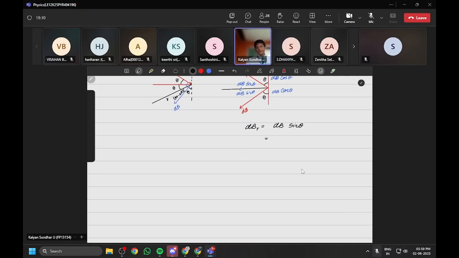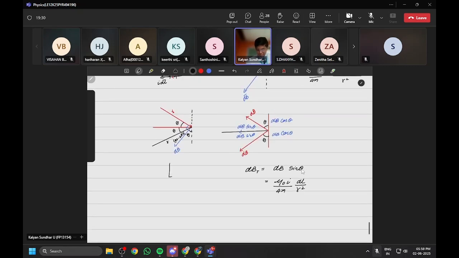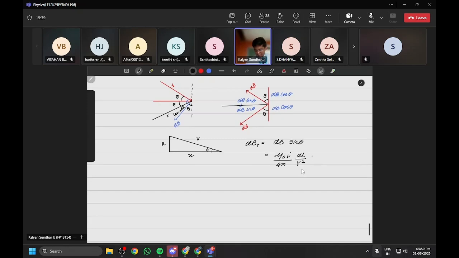Right? What is just dB? Your Biot-Savart's law: mu naught I divided by 4 pi, times dl by, and this is the distance between them, it's your small r square, right? Then sin theta. What is sin theta at this place, sir? This is your angle, and this is your theta. So this will be capital R, this is small r, and this is your x value. So sin theta will be equal to capital R by small r.